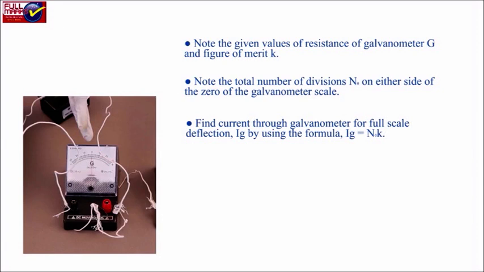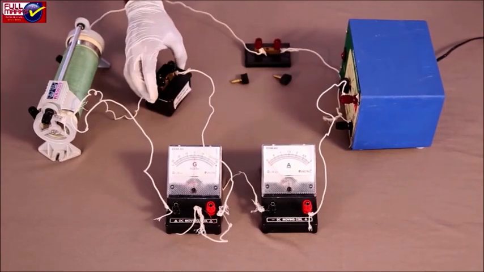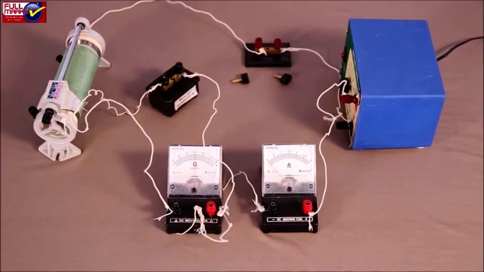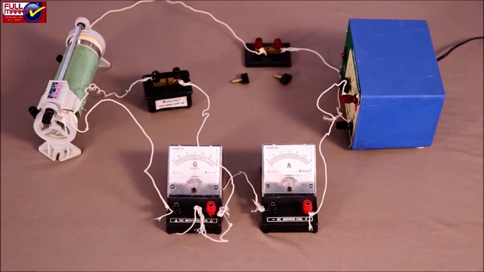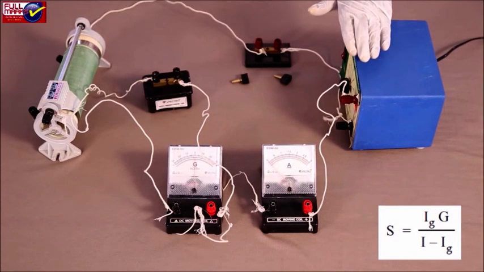To find value of shunt resistance required for conversion of galvanometer into ammeter, by substituting the values of G, Ig and I, calculate the value of shunt resistance from the following relation. S is equal to IgG by I minus Ig. I is the range of the required ammeter.